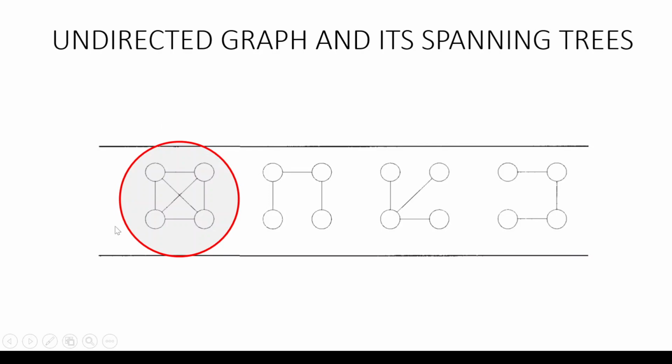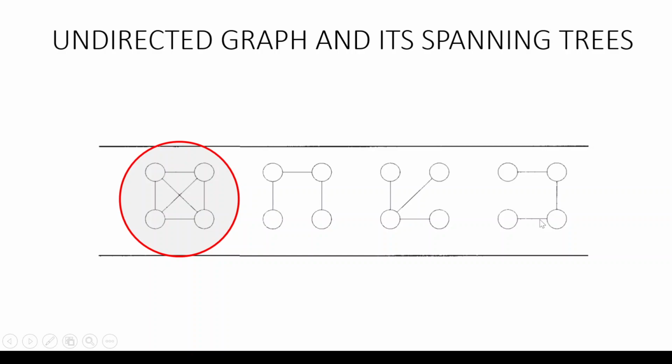So here is an undirected graph mentioned in this circle. This graph has 4 vertices and it has 6 edges, right? And it also has cycles in this graph. So when we are extracting a spanning tree out of this graph, the number of vertices should remain the same as that of the graph. In all these spanning trees, we notice that the number of vertices is 4, whereas even in the graph the number of vertices is 4.